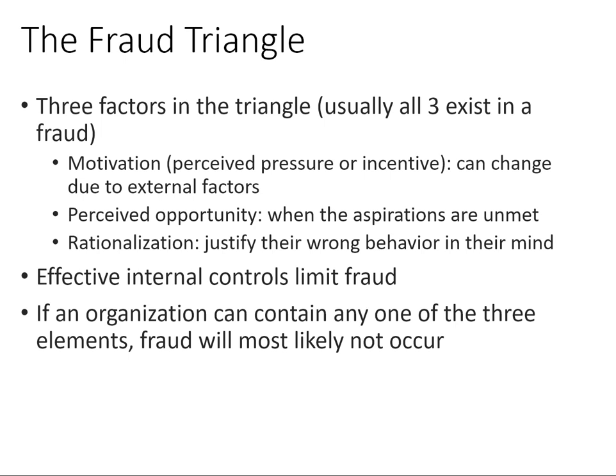And the third factor is rationalization. Typically people will justify their wrong behavior in their mind. For example, the company didn't treat you well, and this is what you deserve to have, so you commit fraud. So we analyze the fraud triangle. If an organization can contain any one of the three elements, fraud will most likely not occur.